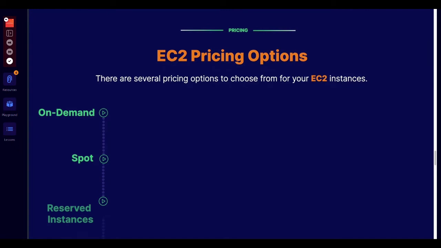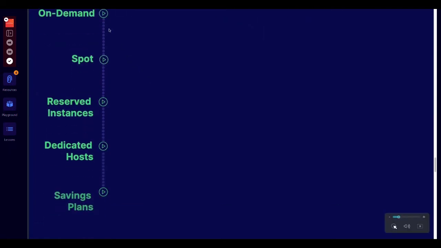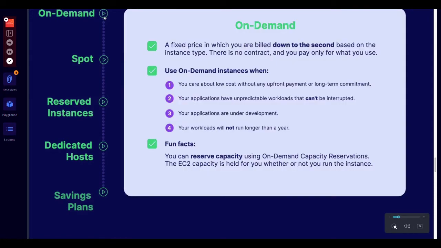There are several pricing options to choose from when using your EC2 instance, and it's really based on your use case and your budget. The first is called On Demand. On Demand is the typical way that people use it. It's a fixed price in which you are billed down to the second based on your instance type. There's no contract, and you pay for only what you use.